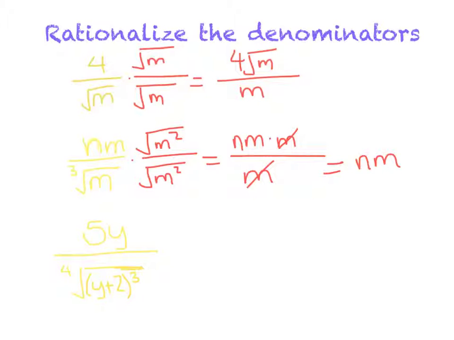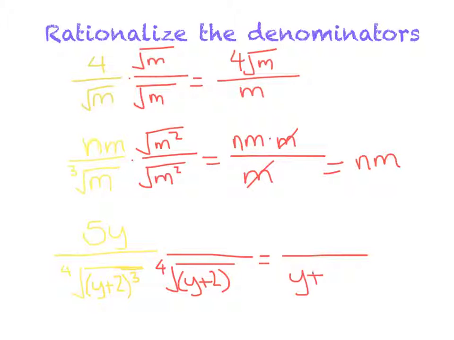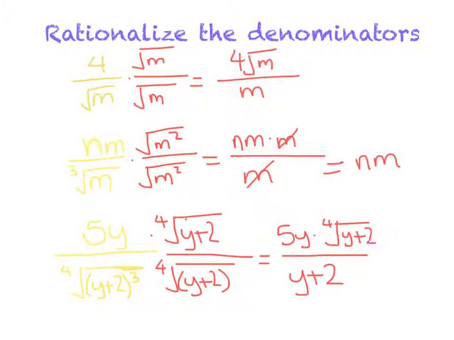In this last example, we're taking the fourth root of y plus 2 all cubed. We can multiply the denominator by the fourth root of y plus 2. And this way, we end up with just y plus 2 in our denominator. So we have to do the same thing to the numerator, multiply by the fourth root of y plus 2. And so we end up with 5y times the fourth root of y plus 2 in our numerator.